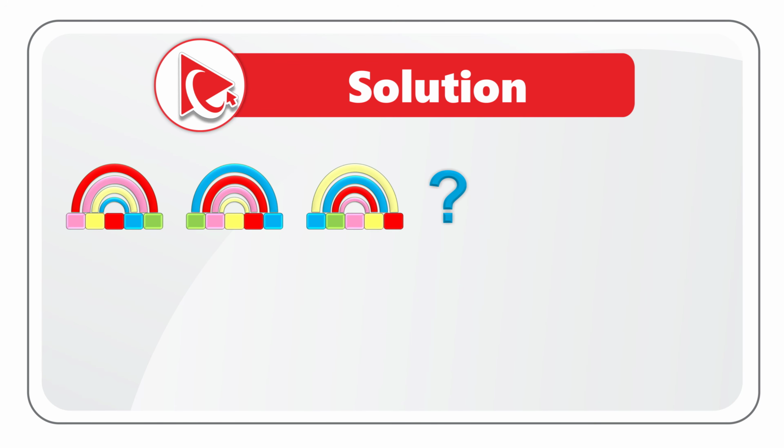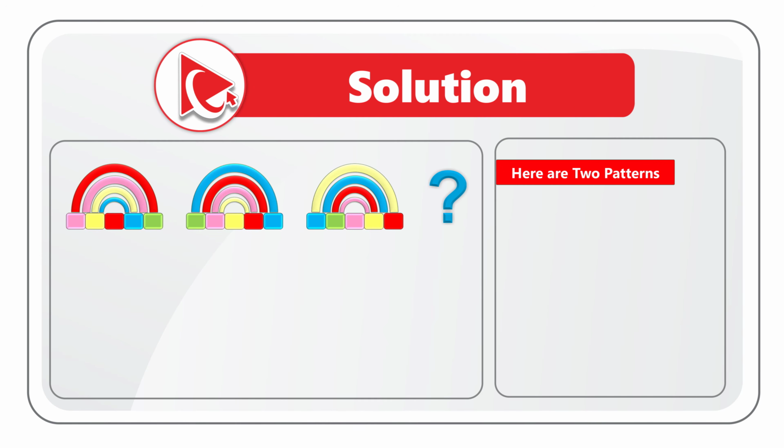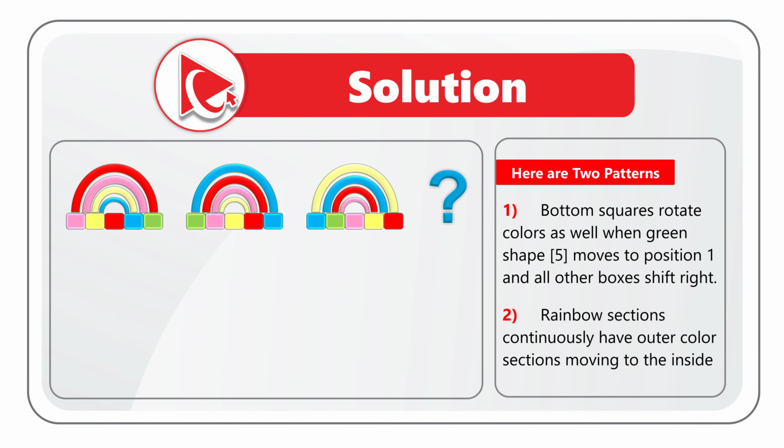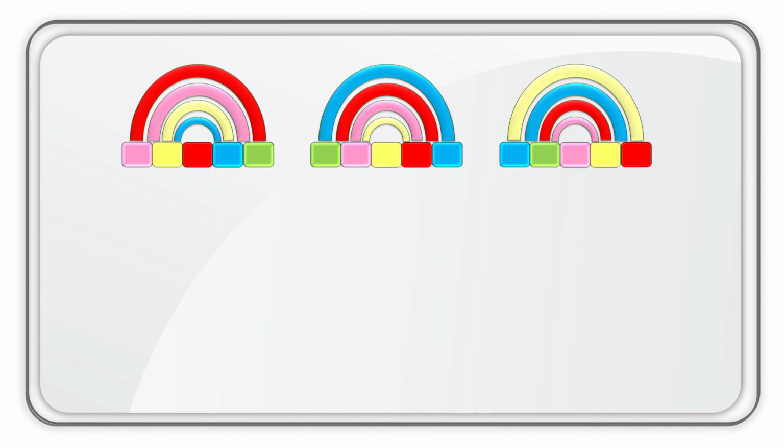So there are 2 patterns here in this shape, but detecting one is not enough. You have to detect both patterns. To make things easier, let's focus on the bottom pattern first. Let's focus on the squares.